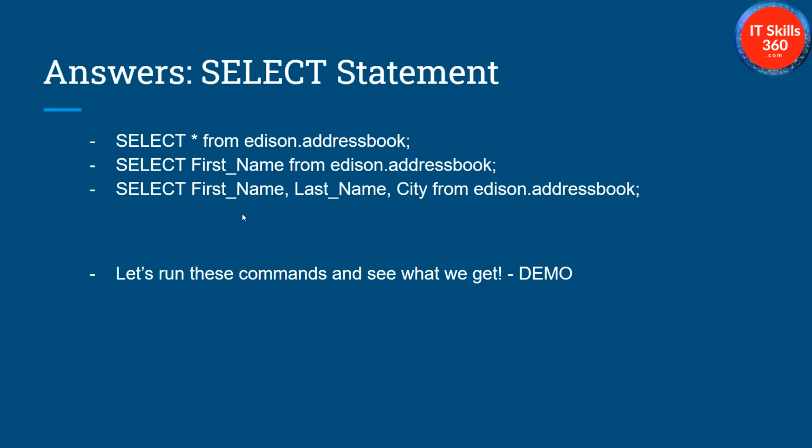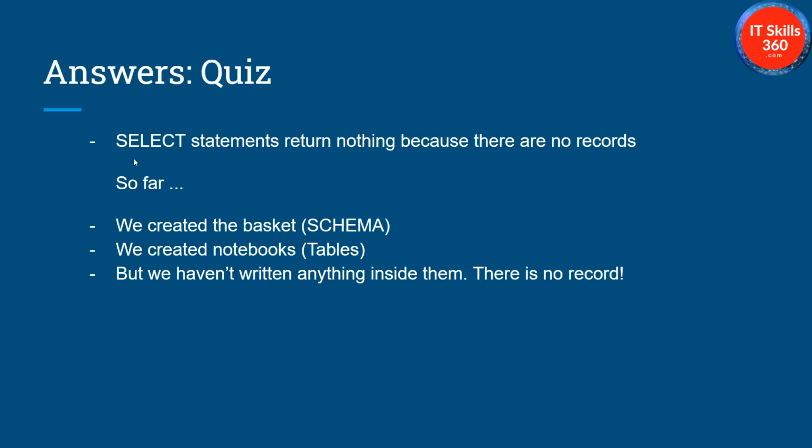what we have done so far is we have created our schema, right? So we created our basket, which is the schema. In this basket now we put certain notebooks, our address book, phone book, all of that, which are nothing but tables. So we have schema, we have tables, but the notebook, if you consider, is actually empty. It is blank. So there is nothing in this table to show. That's why this select statement returns nothing, because there are no records. No matter which select statement you execute, it will not show anything, which makes sense, because we haven't written anything, so there is no record, obviously.